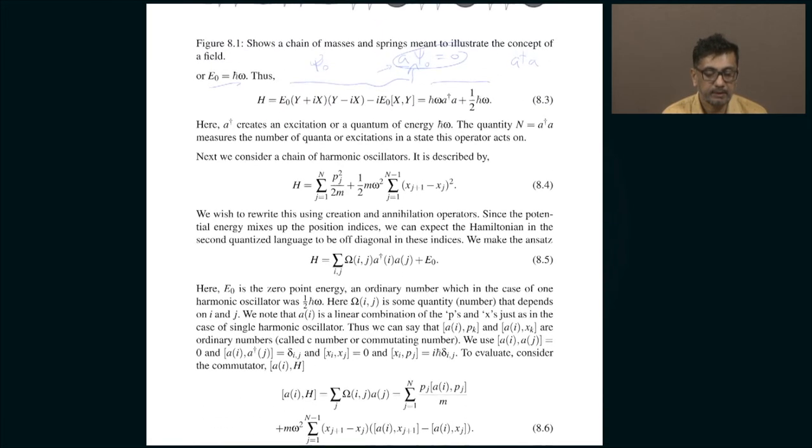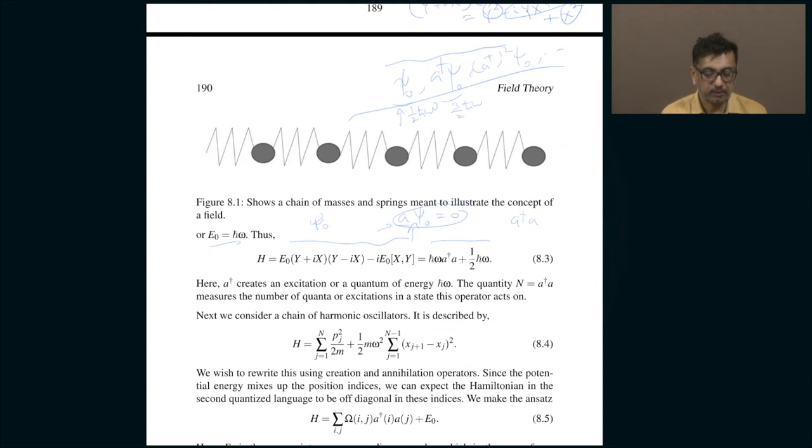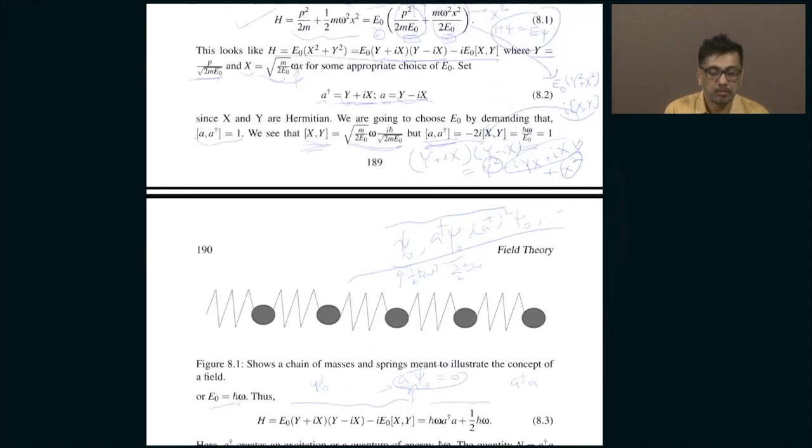Now let us generalize what we have been discussing. What we have been discussing so far is basically a mass tied to a spring, okay. So, that means, what is a harmonic oscillator?